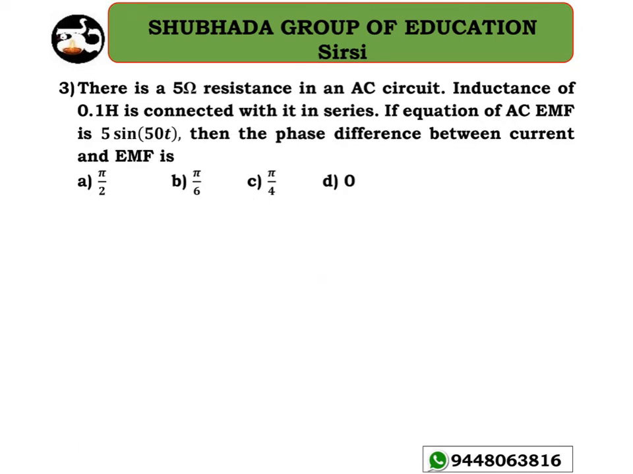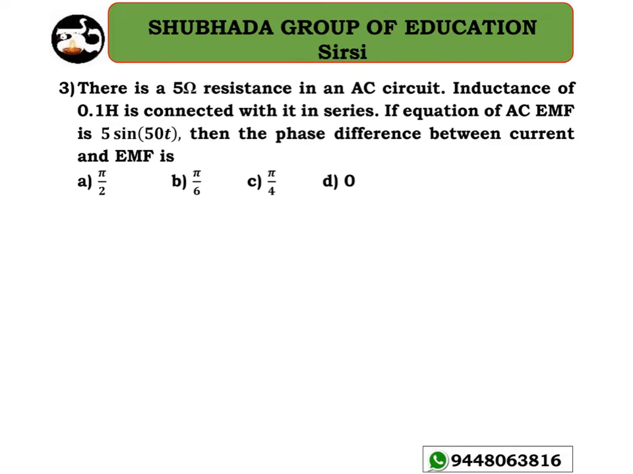There is a 5 ohm resistance in an AC circuit. An inductance of 0.1 Henry is connected with it in series. If the equation of the AC EMF is 5 sin 50t, then the phase difference between the current and the EMF is? This is a simple problem. They are expecting the value of phi here.